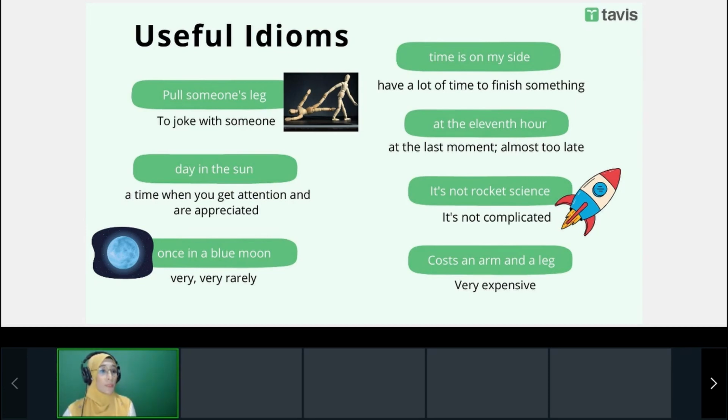Pull someone's leg, where you can joke around with someone, right? If, let's say, you want to say something is easy, it's not rocket science, you can say that as well. Something that does not happen so much, very rarely, you can use once in a blue moon. Okay, so these are some of the idioms you can use.